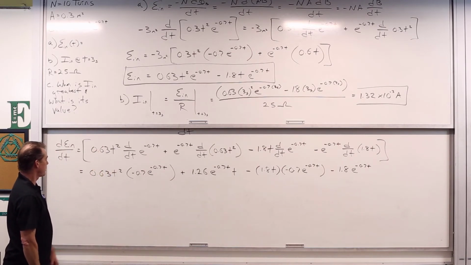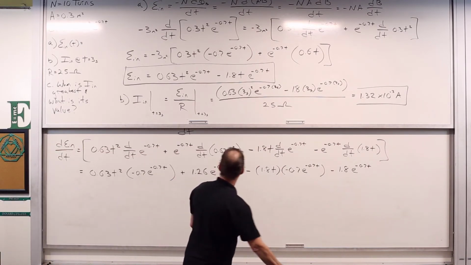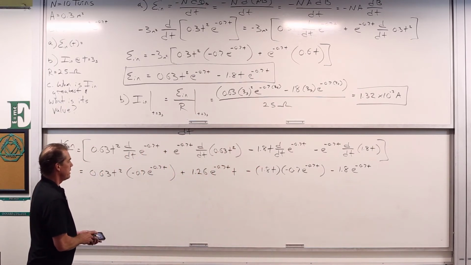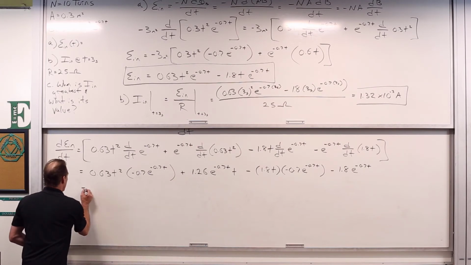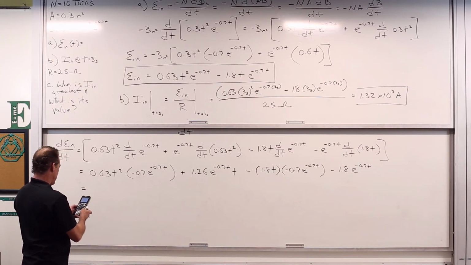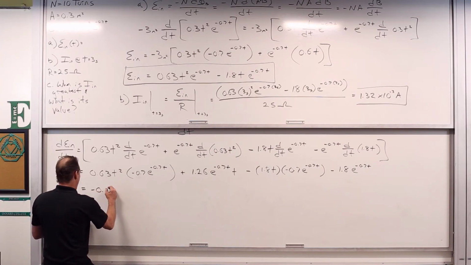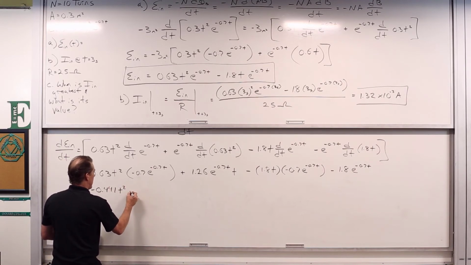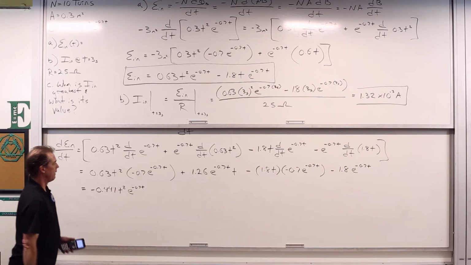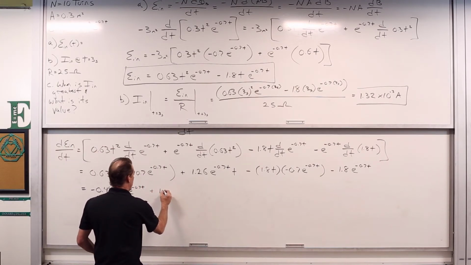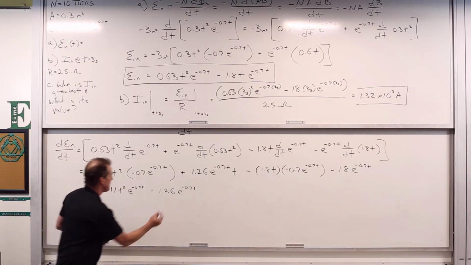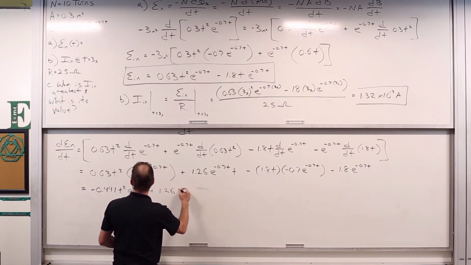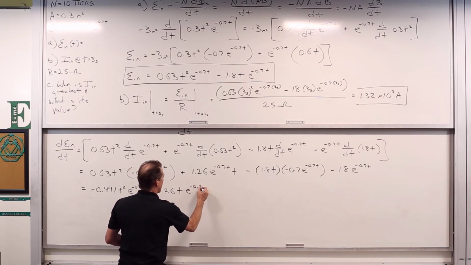All right, so let us clean this up a little bit. Let's see what we get out of all of this. Okay, so we've got 0.63 times 0.7 gives us negative 0.441 t squared e to the negative 0.7 t. All right, and then we've got plus 1.26 t e to the negative 0.7 t.